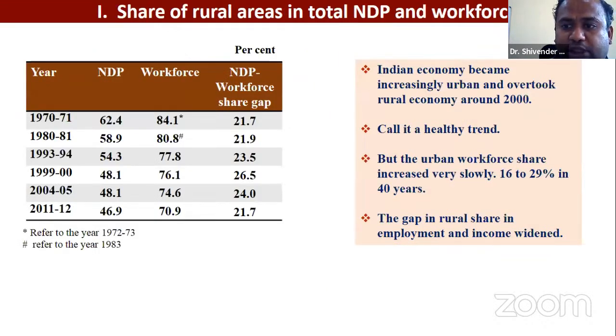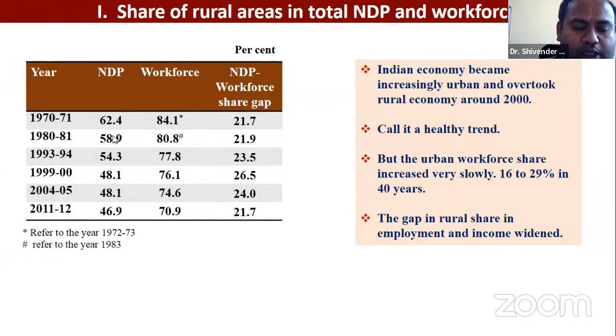So the first aspect is the share of rural areas, meaning the contribution of rural areas in total NDP and workforce. If you see the long run changes using data from 1970 to 2011, you may wonder why I am showing only up to 2011. There is one limitation I would like to tell you, because you may face the same thing if you are planning research only on rural areas.